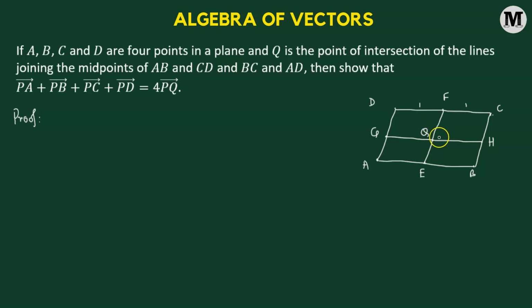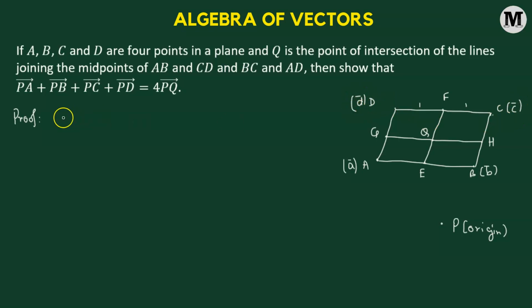Fine. Now we have another point P. We'll consider the point P to be the origin of some coordinate system. So here we'll need to show that PA vector plus PB vector plus PD vector plus PC vector equals 4 times PQ vector. Now what we'll do to begin with, we will suppose that the position vectors of these 4 points A, B, C, and D are given by A vector, B vector, C vector, and D vector.